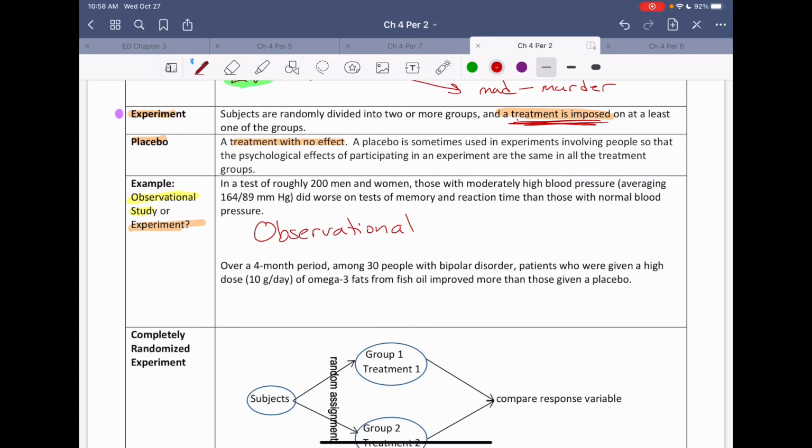The next one, over a 4-month period among 30 people with bipolar disorder, patients who were given a high dose of omega-3 fats from fish oil improved more than those given a placebo. So as soon as you see they were given something, they were given a fish oil pill, this is an experiment.